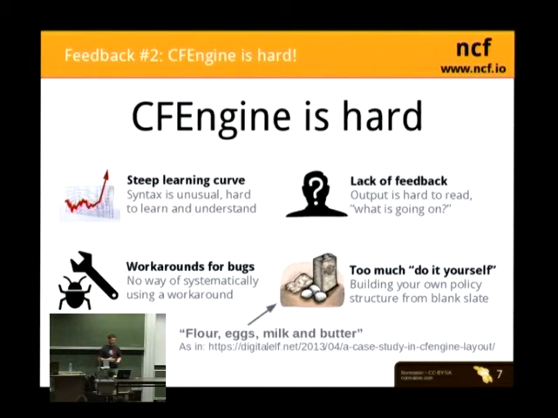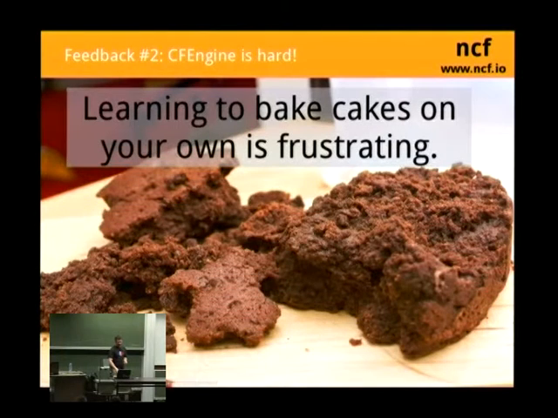And basically, at the end of the day, it's too much do-it-yourself. You get CF Engine, it's a very powerful agent, but you have to write a lot of things to get it working. You have to build a lot of things. It's been compared in this blog post I linked here to flour, eggs, milk, and butter. So if you see where I'm going with the whole cake analogy thing, CF Engine would be the ingredients on this basis. So what this feedback is telling us really is that learning to bake your own cakes is pretty frustrating when you don't have a recipe. You can put the ingredients in a bowl, you mix them together, you put them in the oven, and you get something like this. It's okay, it kind of tastes like a cake, you hope, but it's not really the solid foundation you wanted to build your company or your IT services.